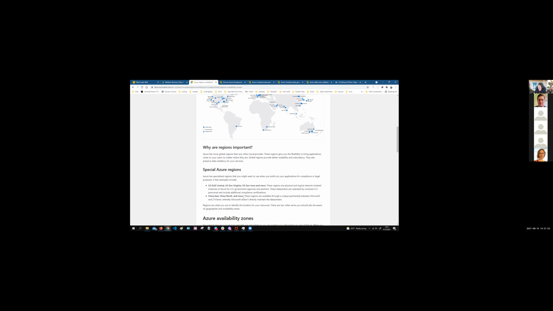Obviously, as you can imagine, this top section here, they're strictly for government agencies and partners, and they're going to be pretty darn secure. So it's going to be hard to get into them and have access to them.